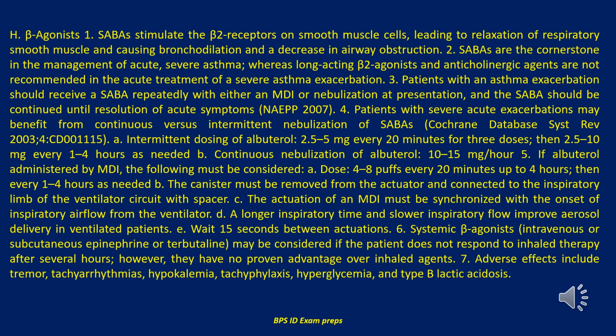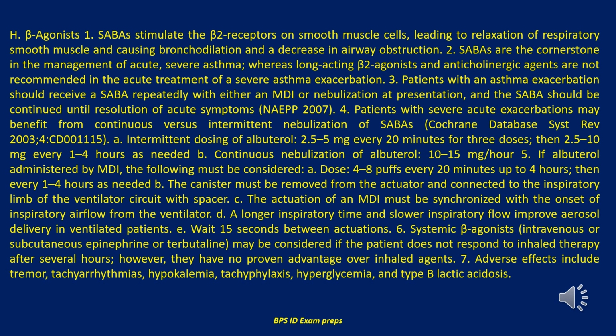H. We will now discuss beta agonists. 1. Short-acting beta agonists, abbreviated as SABAs, stimulate the beta-2 receptors on smooth muscle cells, leading to relaxation of respiratory smooth muscle and causing bronchodilation and a decrease in airway obstruction. 2. Short-acting beta agonists are the cornerstone in the management of acute, severe asthma, whereas long-acting beta-2 agonists and anticholinergic agents are not recommended in the acute treatment of a severe asthma exacerbation.